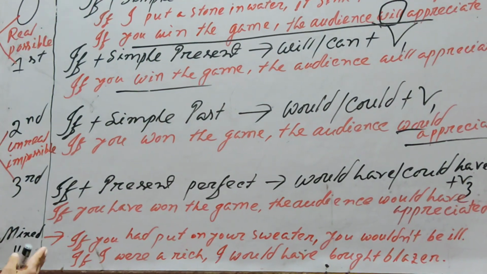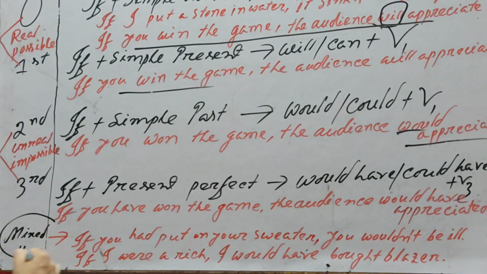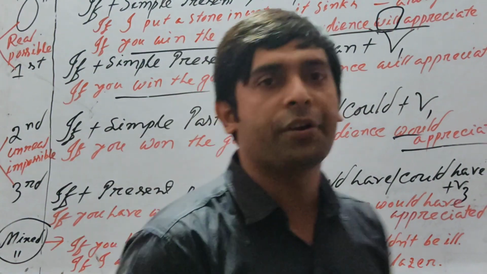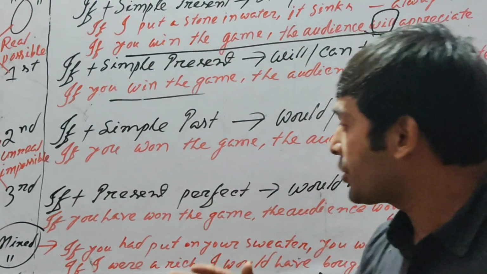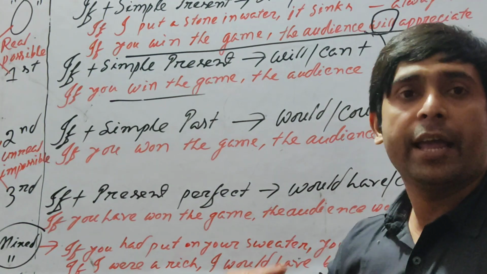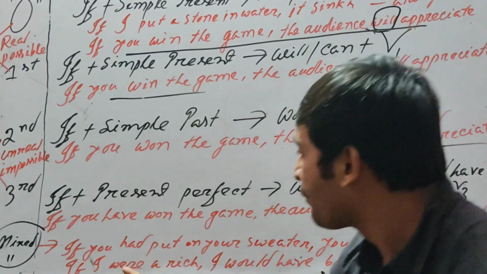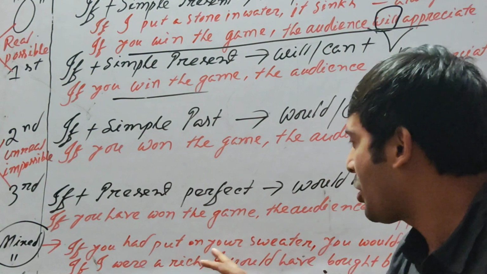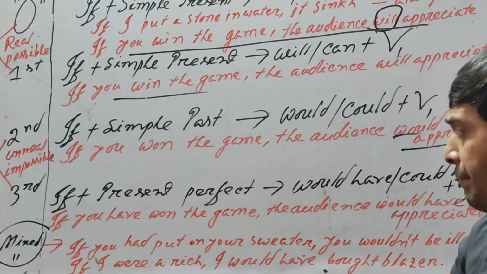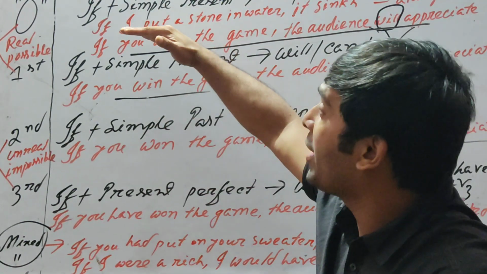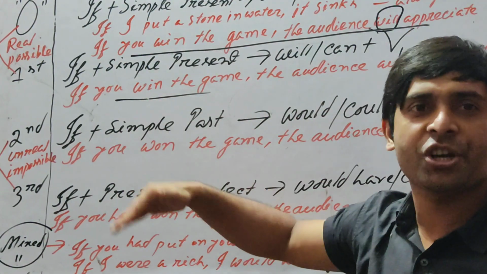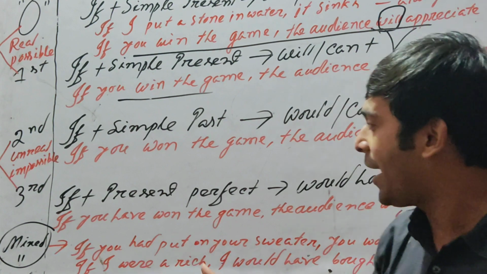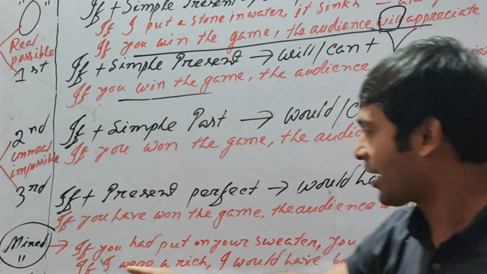It's okay. The last one is called mixed conditional. What's the function of mixed conditional? That is also interrelated, and most of the examples we can get from competitive examinations. So if you had put on your sweater, because it doesn't go with the sequences, with the zero conditional sentence, first conditional, second conditional, or third conditional. That's why it's called mixed conditional. You can look at that.